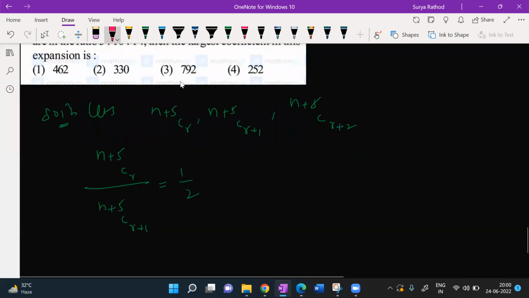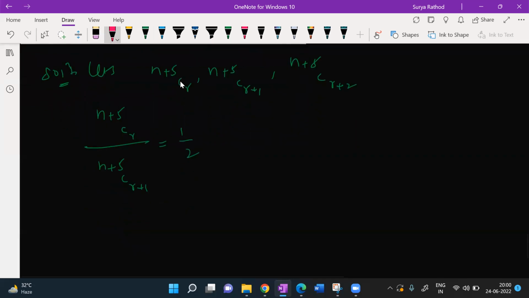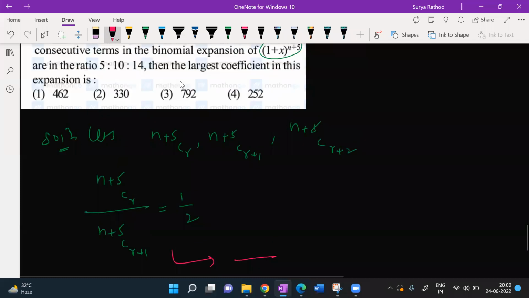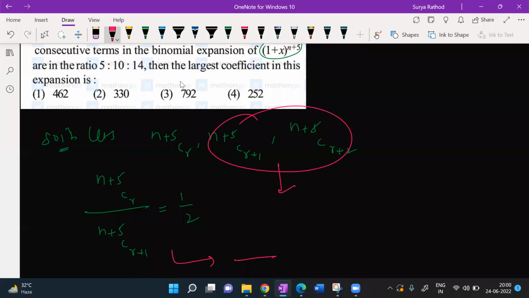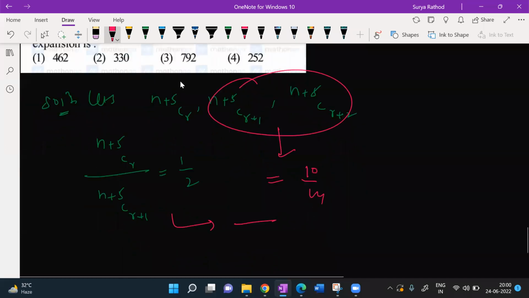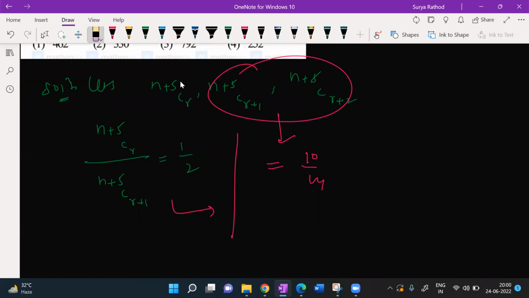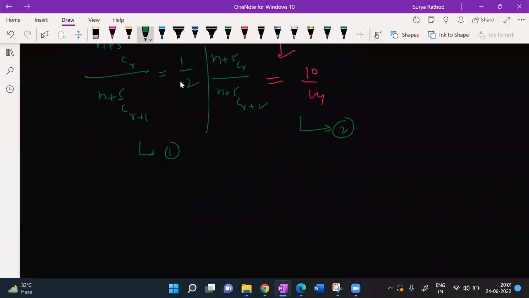Yes or no? So now solve this, you will get one relation. Similarly, take this by this, equal to 10 by 14. Understood my point? Are people able to get my point or not? Yes, sir. n plus 5 Cr by n plus 5 C r plus 2, you will get another relation from this. Solve both, and you will get the r and n values.